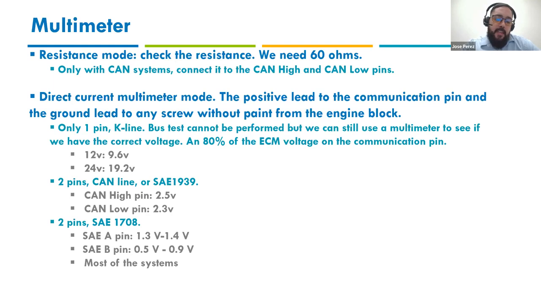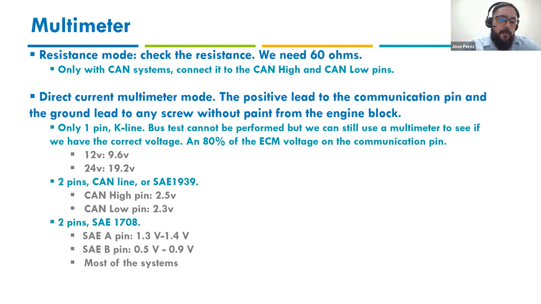The thing about the K line is, for it to communicate properly, it works on 80% of battery voltage. So for example, you have a 12-volt system. When you check out the line, you would need 9.6 volts to verify that the K line is communicating properly. In a 24-volt system, you would need 19.2 volts. That's about 80%.